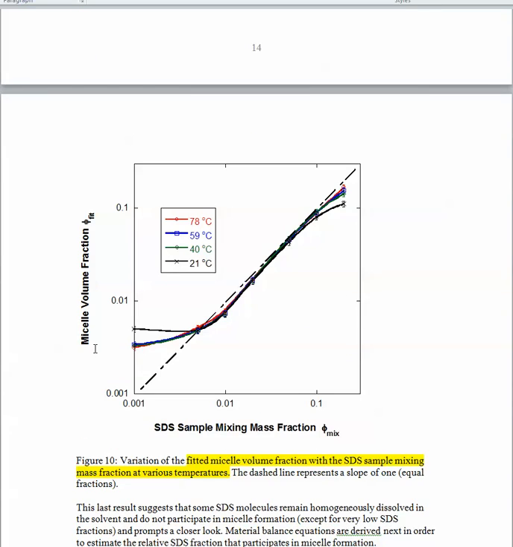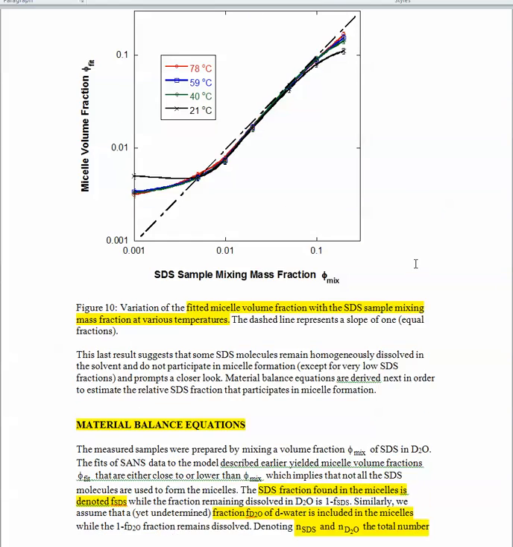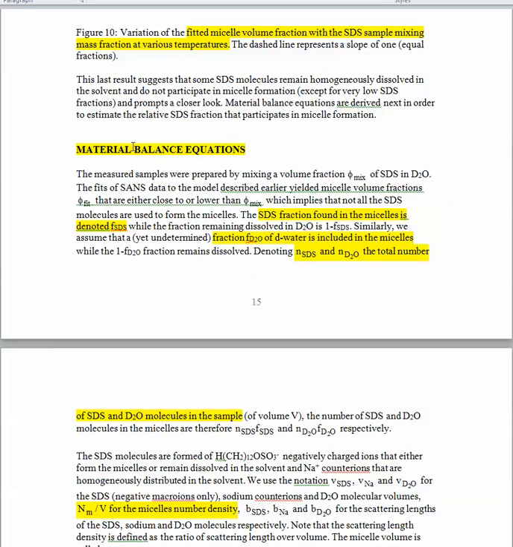Like here, for example, when you look at the micelle volume fraction versus STS sample mixing volume fraction, we see the linear behavior here, but at the very low and very high fractions, it's not linear anymore because of saturation. So we cooked up a set of material balance equations where we defined the fraction of STS found inside the micelles, FSTS, the fraction of water included in the micelles, FD2O, total number of STS and D2O molecules in the sample, NSTS and ND2O.